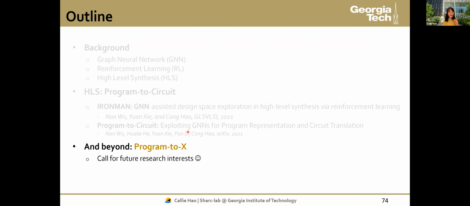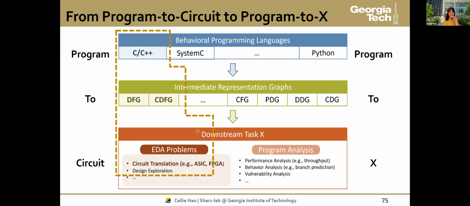And finally, there's only one slide I want to talk about. There are a lot of more interesting research topics that can be extended from program to circuit to program to X, whatever this X is, right? Currently, what we're doing is inside this block. We take high-level source, the input is C or C++, we use DFG and CDFG as the IR, and we do downstream tasks in EDA, like circuit translation, and we did a little bit of design exploration. So this is the problem of program to circuit.